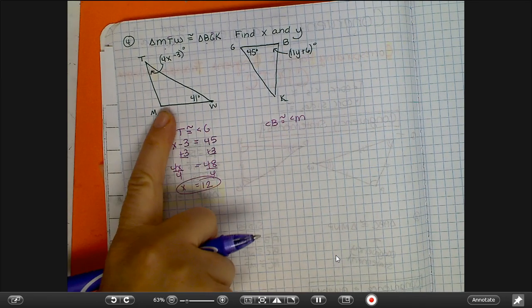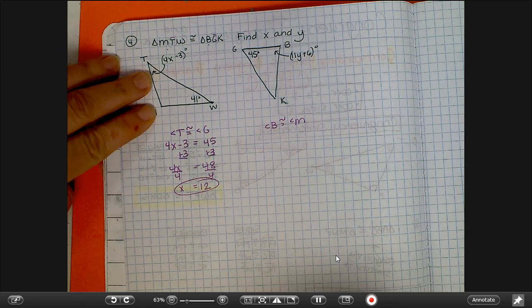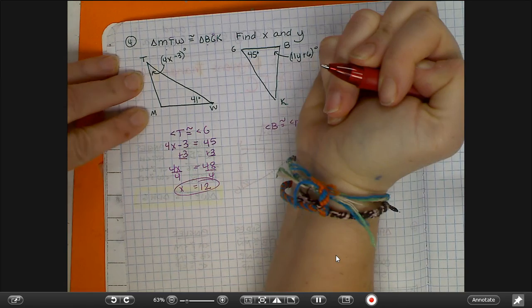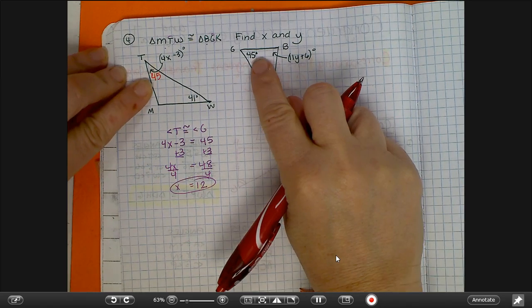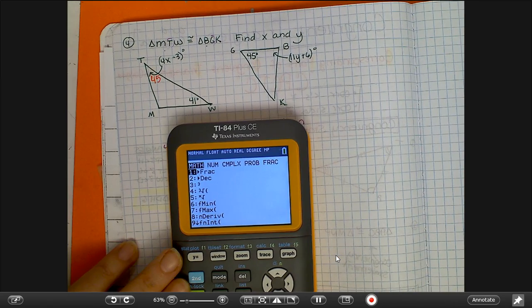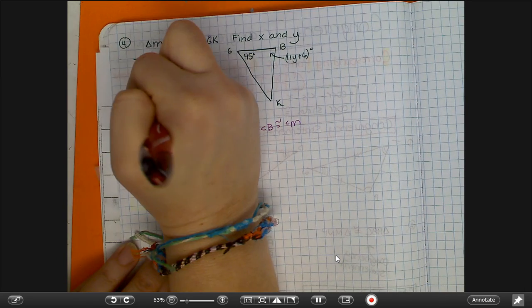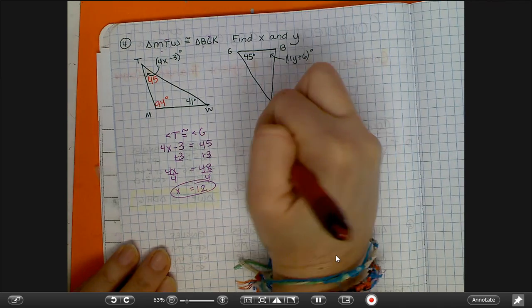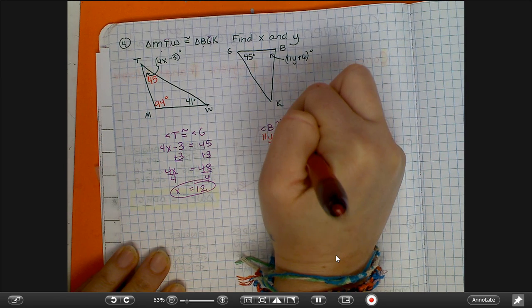But we don't know angle M, so we're going to need to go on a little hunt to find it. We do know that T is 45. Right? Yeah, T was 45. The same as G. So we're going to add up 45 plus 41 and subtract from 180, 94. So we know angle M is 94 degrees. So angle B, 11y plus 6, is equal to 94.